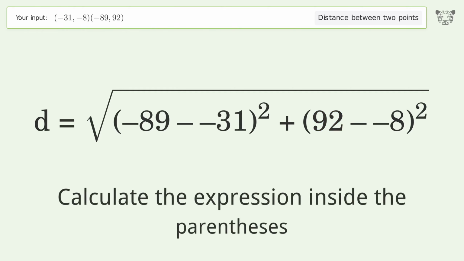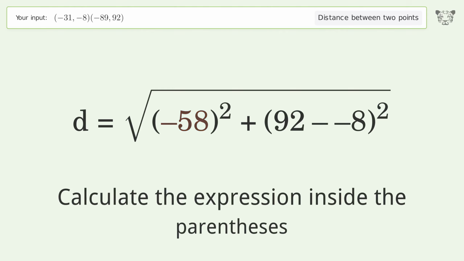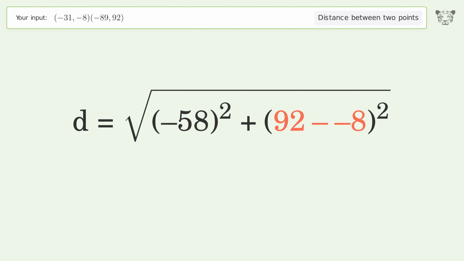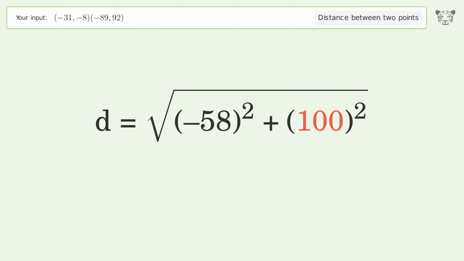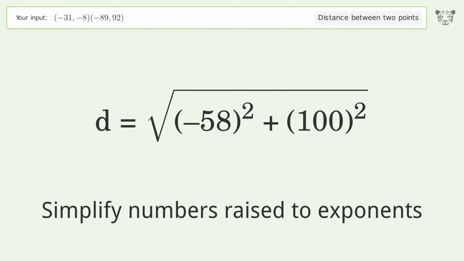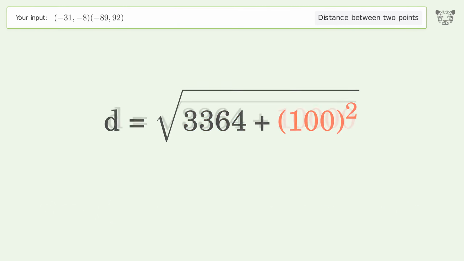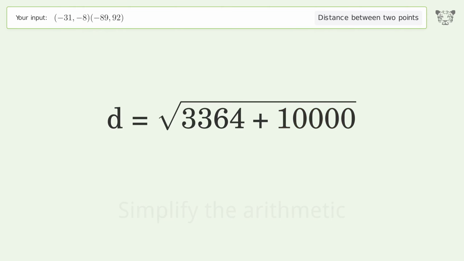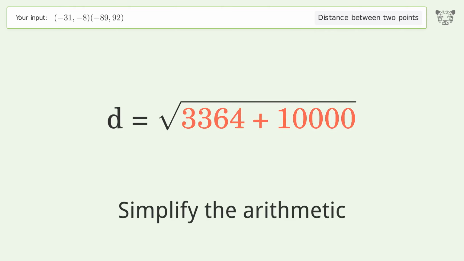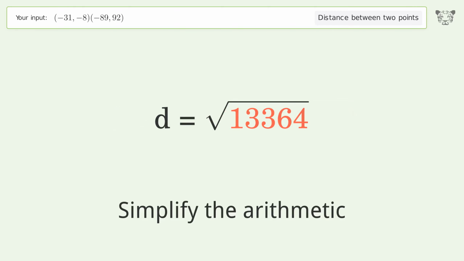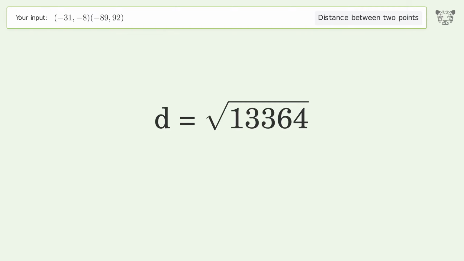Calculate the expression inside the parentheses. Simplify numbers raised to exponents. Simplify the arithmetic. And so the distance between the 2 points is the square root of 13,364 or 115.603.